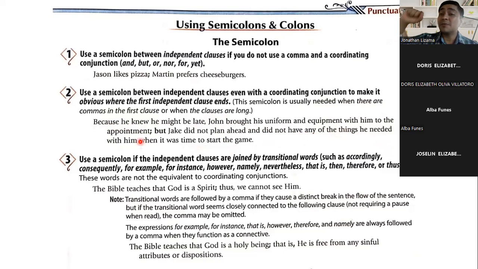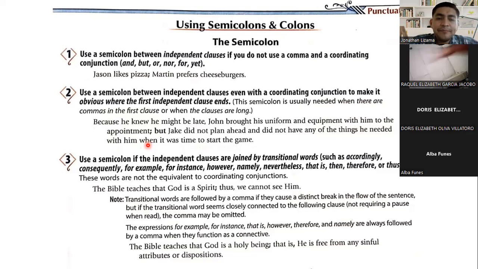Ahí termina una oración. En lugar de ponerle punto, van a haber otras dos oraciones más. Semicolon, but Jake didn't plan ahead and didn't have any of the things he needed with him when, dependent clause, otra cláusula, it was time to start the game. O sea, cuatro oraciones. Cláusula dependiente, cláusula independiente, cláusula independiente, cláusula dependiente. Did you understand? ¿Le entendieron a esa segunda regla del semicolon? Yes. Excellent.